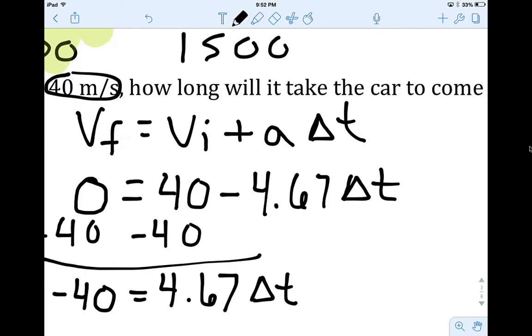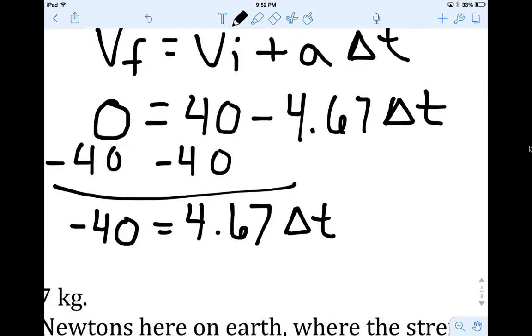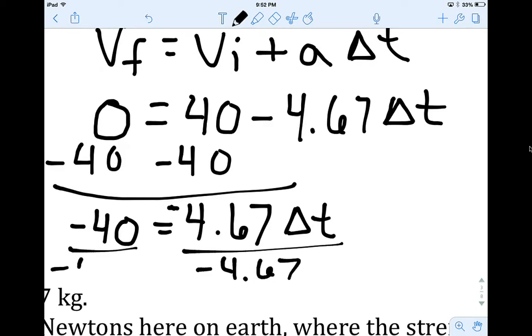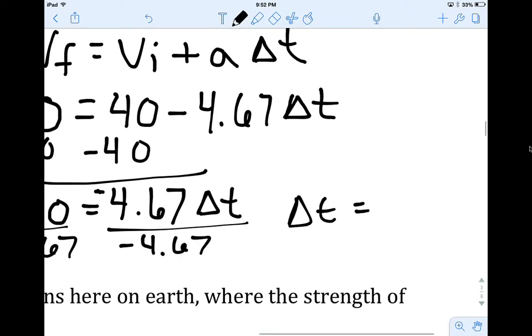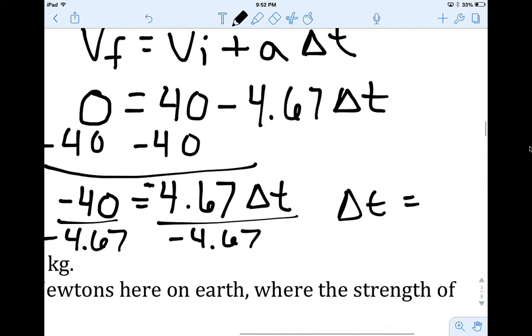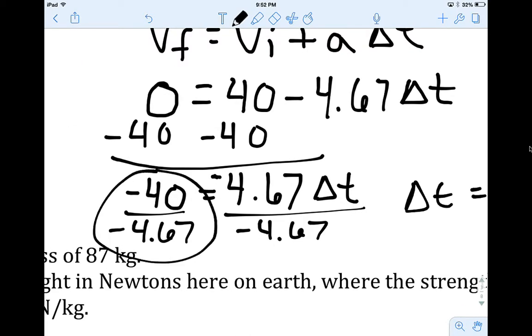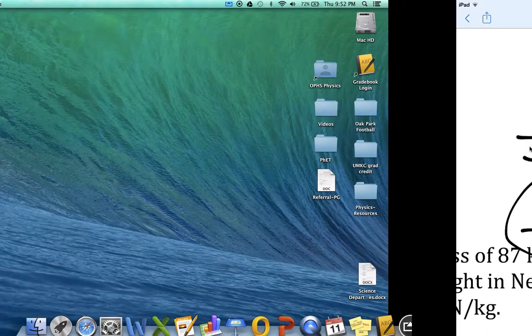If you go through this whole thing and you get a negative number for time, it's fine. Just write it down. Just change it to a positive and you'll be okay. And so we should have a negative 4.67. And so now we're going to divide both sides by negative 4.67. And I'm going to end up with delta T equal to negative 40 divided by negative 4.67.